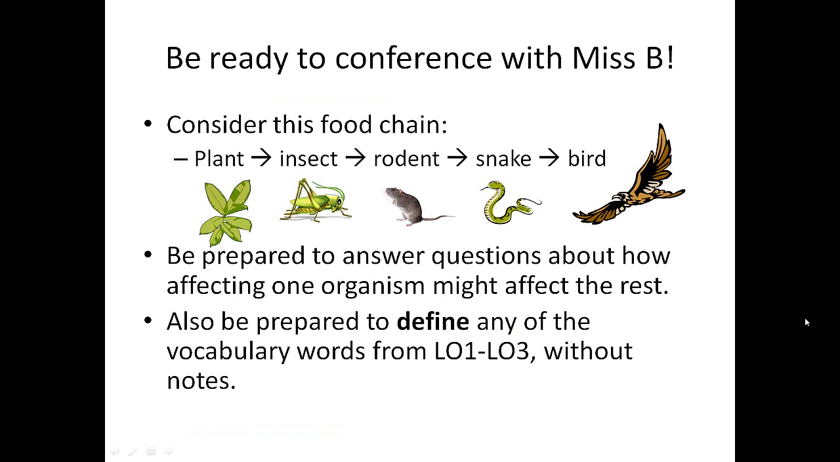To wrap up this section, you're going to conference with me. A couple things. You have a food chain here. You have a plant that goes to an insect, a grasshopper, to a rodent, the mouse, to the snake, to the bird. Be prepared to talk about interdependence. I'm going to ask you some questions about it. So think about how are all of these things interconnected? What would happen if I change one thing or wipe somebody out? Okay, be ready to answer questions.